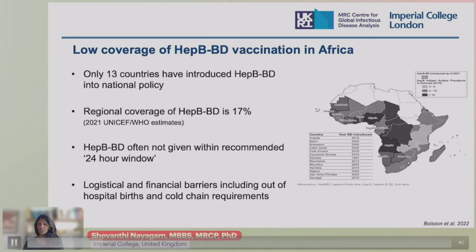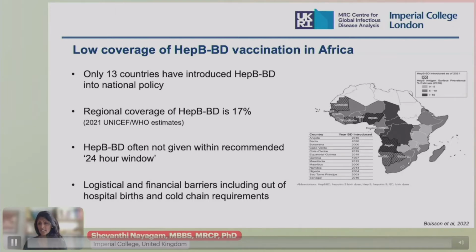So unfortunately, there is low coverage of hepatitis B birth dose vaccination in Africa. Only 13 countries in the region have introduced a birth dose vaccination into their national policy, and regional coverage of birth dose vaccination is estimated to be 17% in the 2021 WHO-UNICEF estimates.